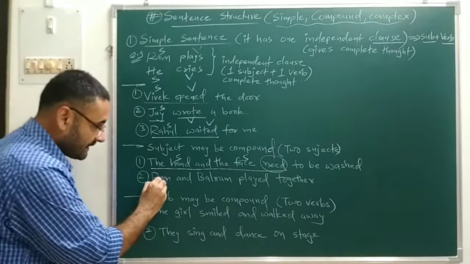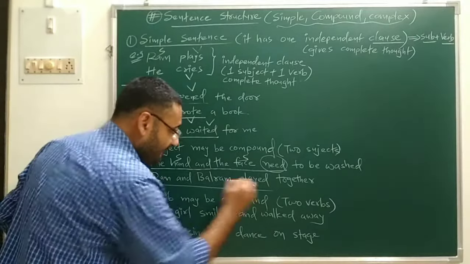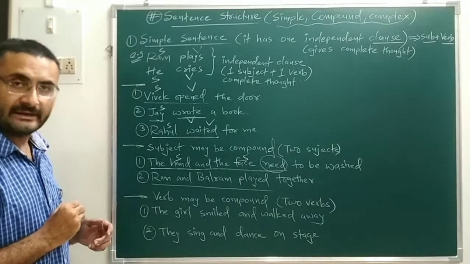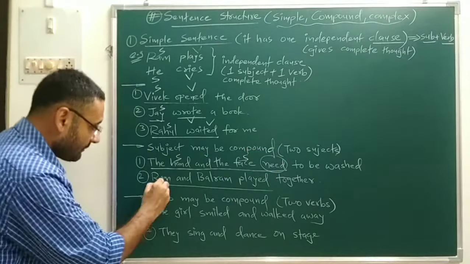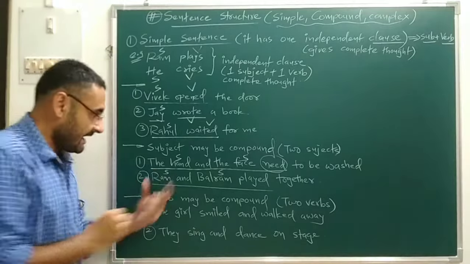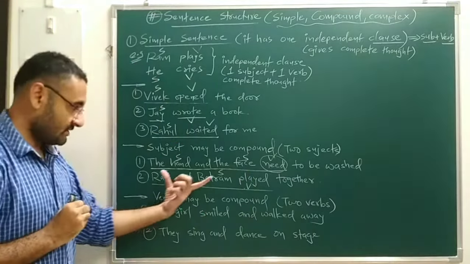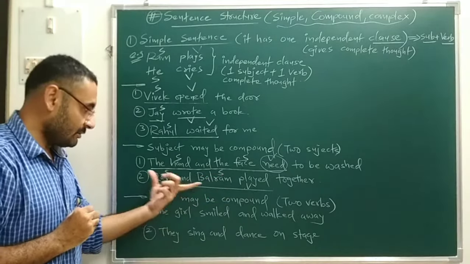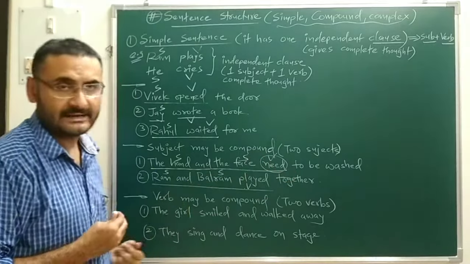Next is, Ram and Balram played together. So over here, Ram and Balram played is your independent clause which consists of a compound subject. Compound subject means Ram is one subject, Balram is another subject, and there is one verb. So that is your independent clause. Why? Because that independent clause gives a complete thought about this sentence.